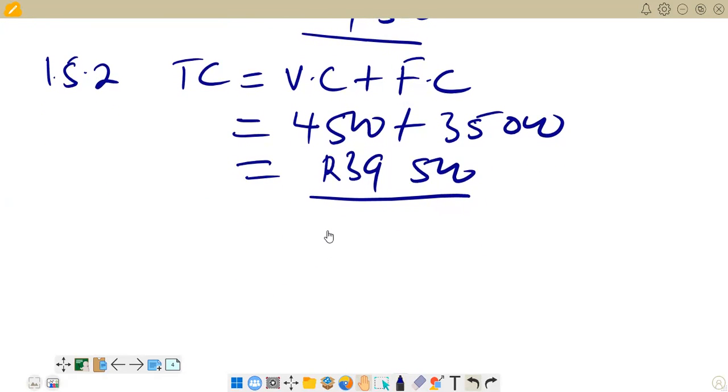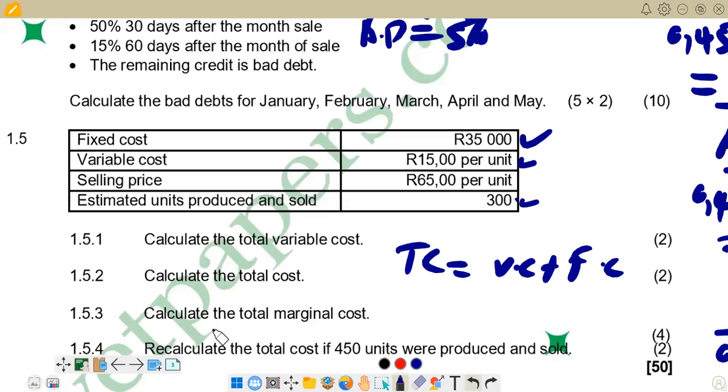Then we move on to the next one, 1.5.3. On 1.5.3, we go back again to check what it requires us to prepare. It requires us to prepare the total marginal cost.